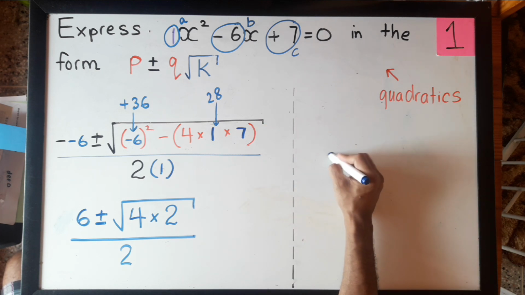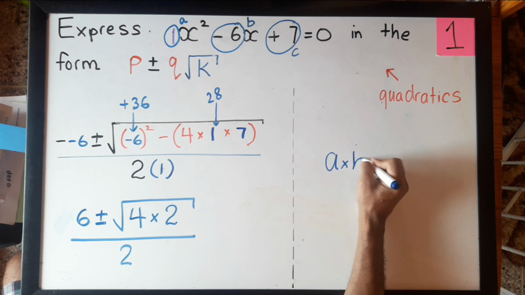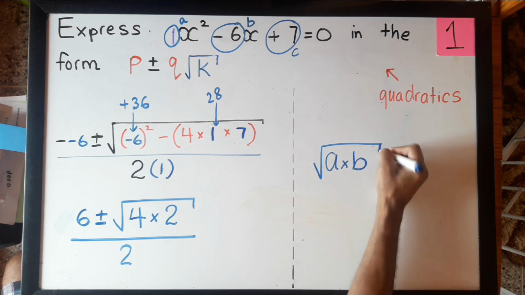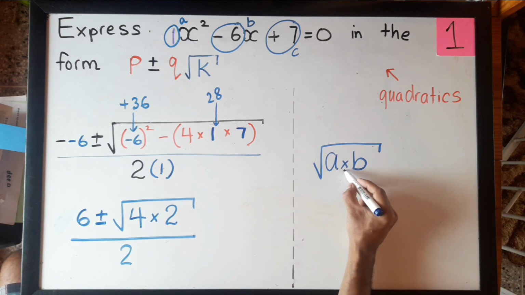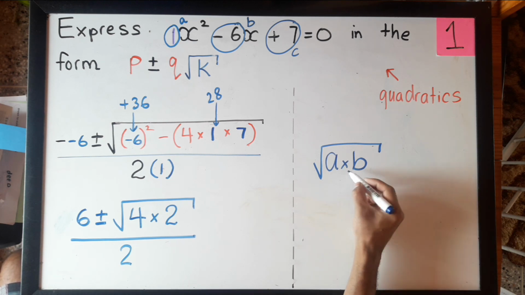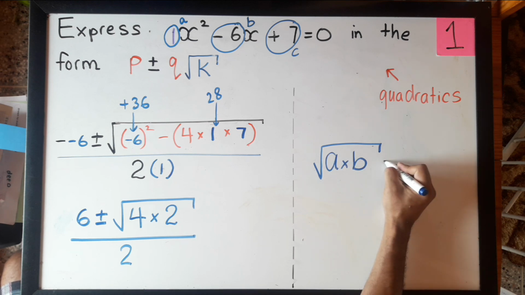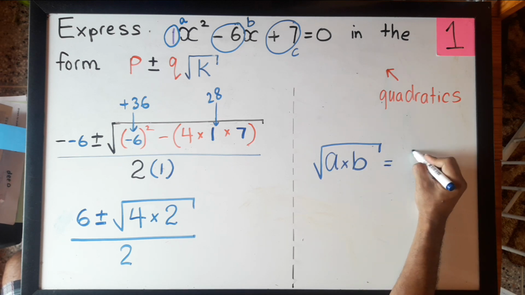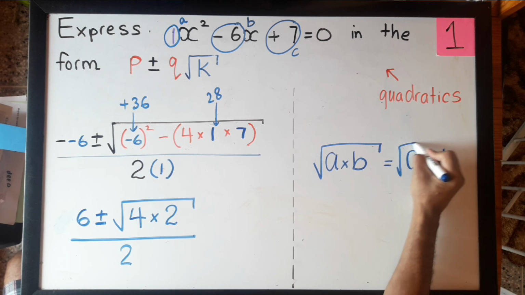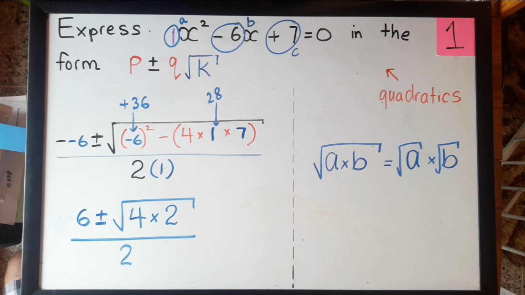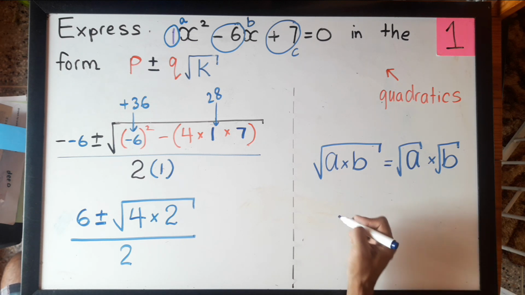If I have √(A × B), remember this only works if there's a multiply or divide here. √(A × B) is the same thing as √A × √B, where each of them can have their own individual square root sign if you wish. So let's take an example.